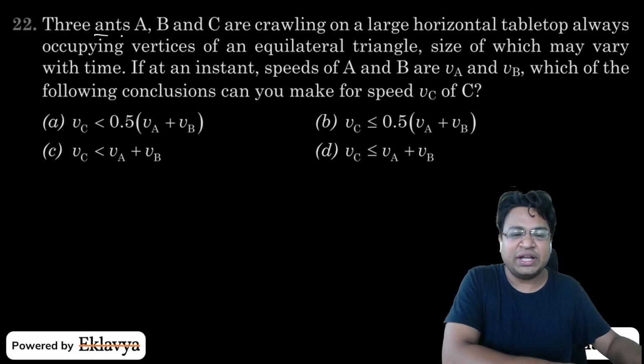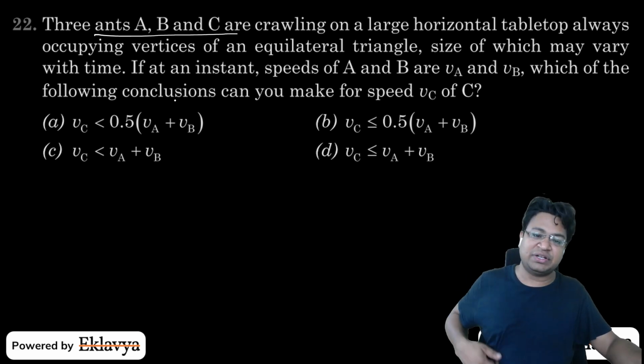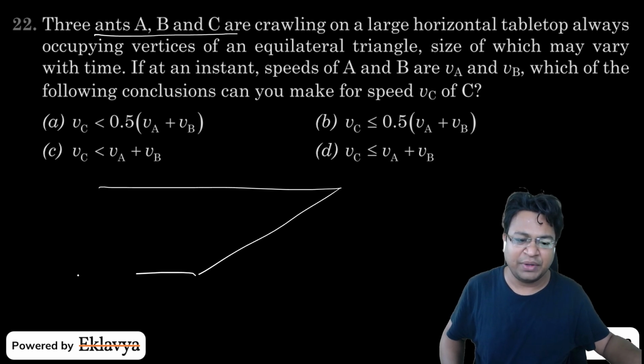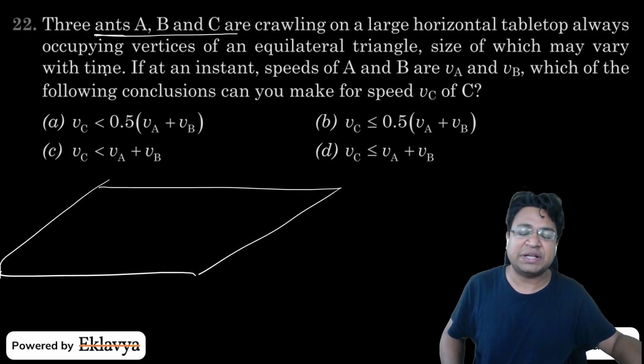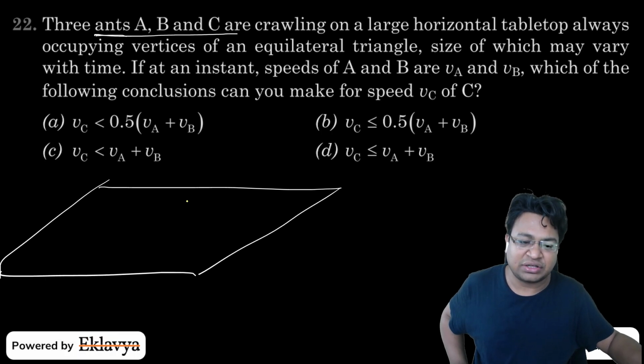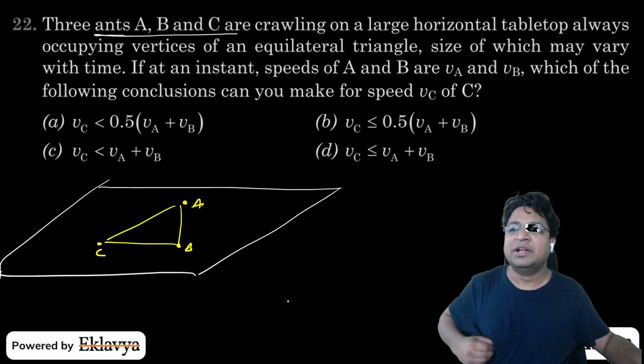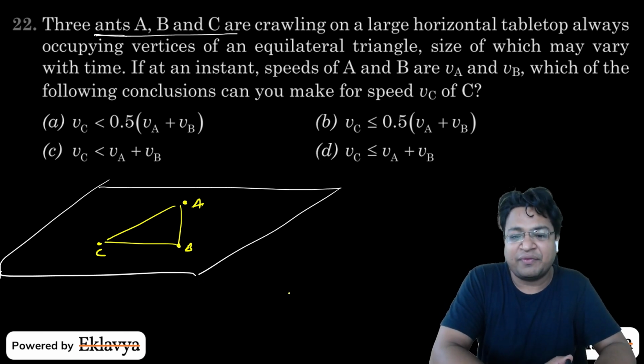So the question says that A, B, and C are crawling on a large horizontal tabletop, always occupying the vertices of an equilateral triangle, the size of which may vary with time. If I have instant speed of A and B are, so basically what the question says is that we have a tabletop and there are 3 particles. Let's replace ants by particles. So there are 3 particles which are allowed to move in any random direction. Okay, so this is A, this is B, and this is C. They are all allowed to move in a random direction. The only constraint is that they will maintain the shape of an equilateral triangle.